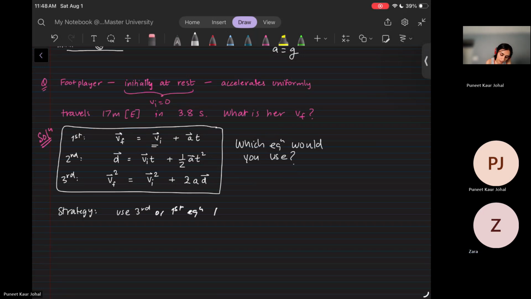First equation to find VF. However, what do you need? What we need, because acceleration is common in both. So, but we need to find the acceleration first. Now, my question is, how would you find acceleration? Think about what you're given in the question already, and which equation would be able to help you find the acceleration.